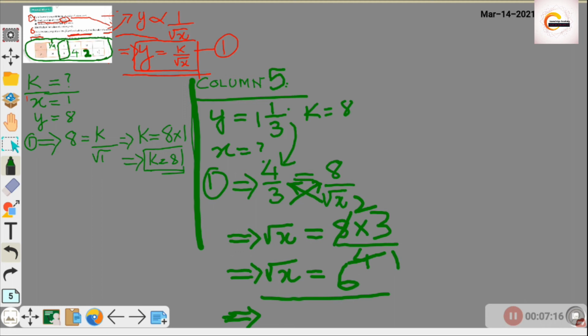Now as I have explained before, how will we get the value of x? Because we have to find the value of x, not under root x. Yes, we will square under root x. So squaring both the sides, x is equal to 36.